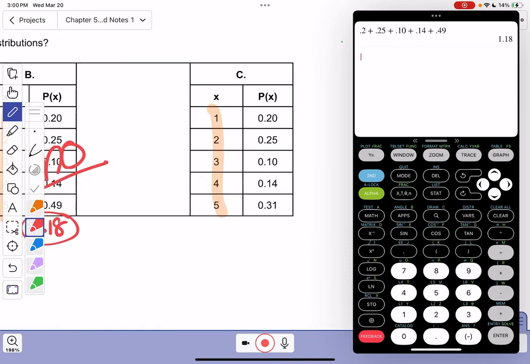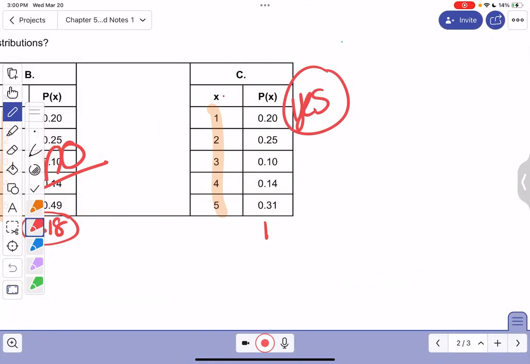And then for C, all of these are positive, so we're going to add those up. 0.2, 0.25, 0.1, 0.14, 0.31. If I add those together, I get 1. So this one is, because it has discrete probabilities, all of the numbers are between 0 and 1, and they add up to 1.